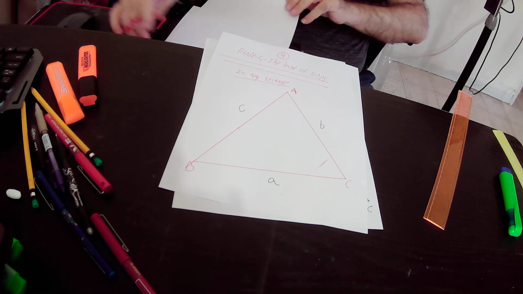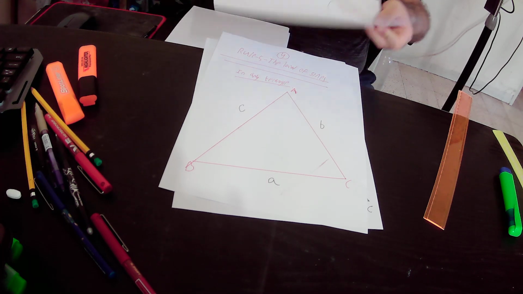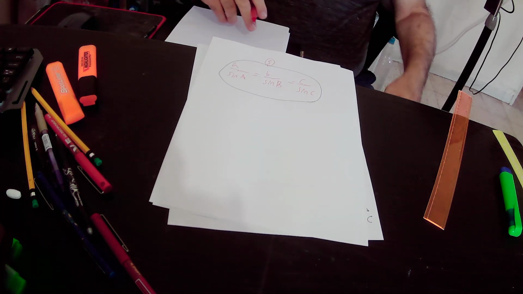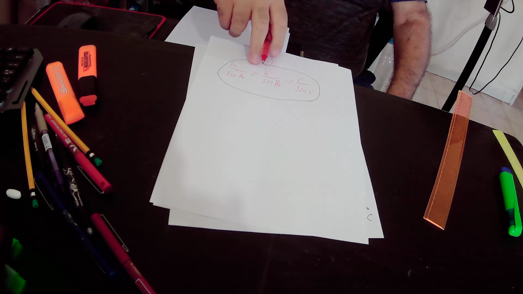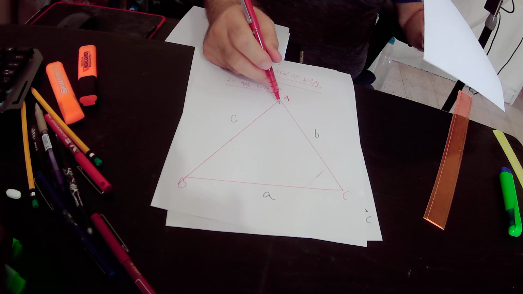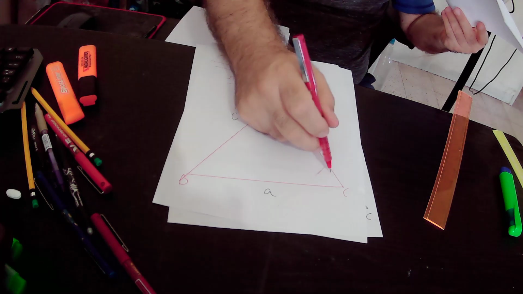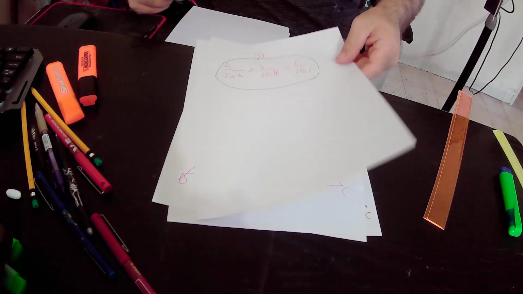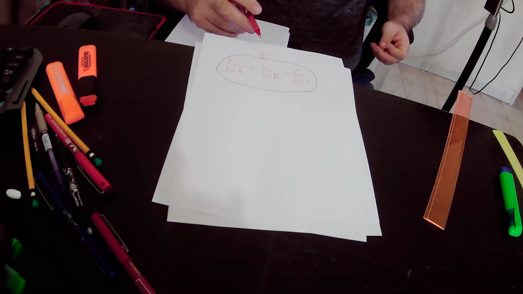So in this formula, capital A, capital B, and capital C are the sizes of the angles of the triangle. So capital A is the size of this angle, capital B is the size of this angle, and capital C is the size of this angle. Okay, so according to the law of sines, A over sine A equals B over sine B equals C over sine C.